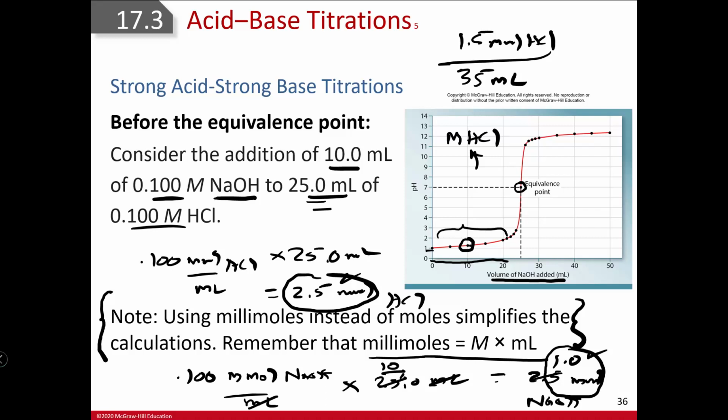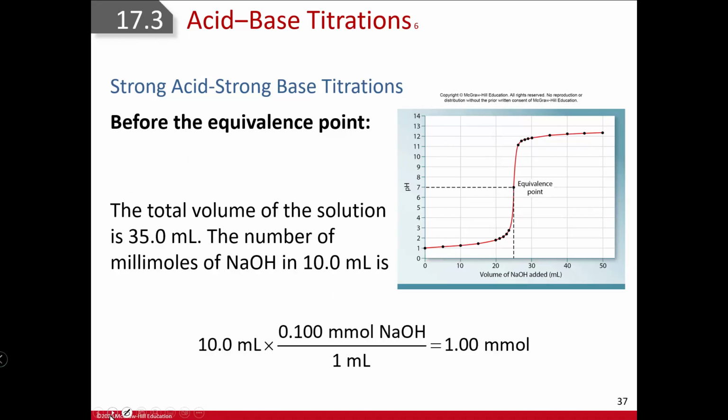All right, so the next case after that is to look at, let's see, next slide. We're going to add more sodium hydroxide. So what they say here is right before the equivalence point. So here's what we have. We now have a total volume of 35 milliliters because we had 25 milliliters of hydrochloric acid. We just added 10. And the number of millimoles of sodium hydroxide in 10 milliliters was 1 millimole.